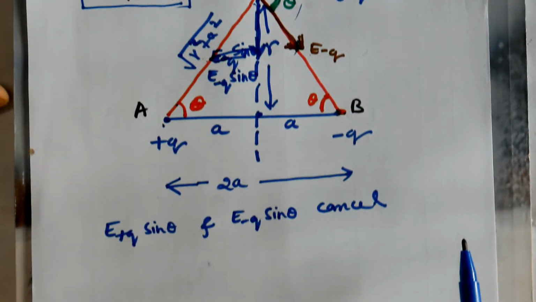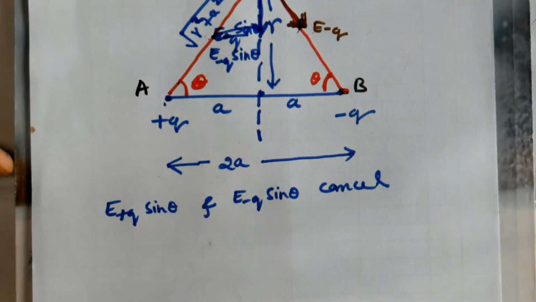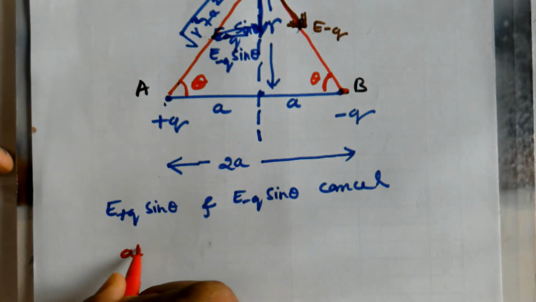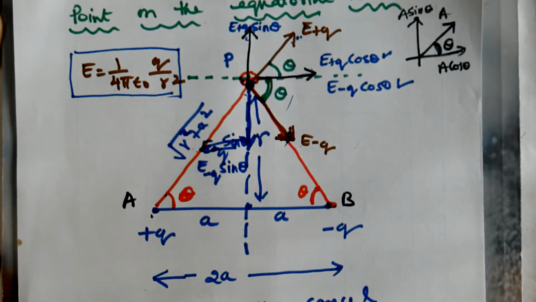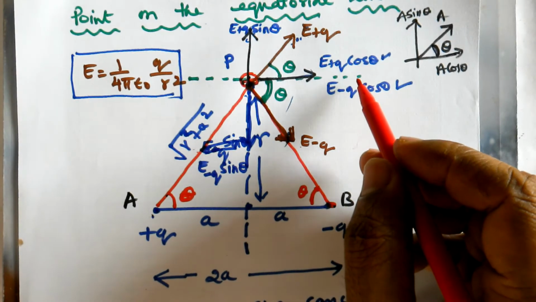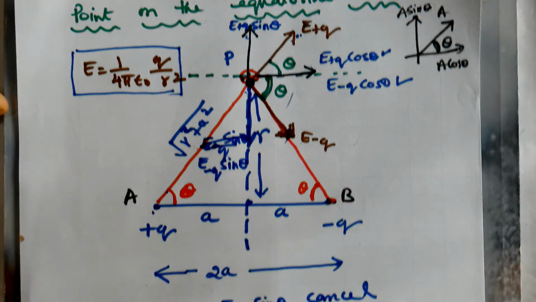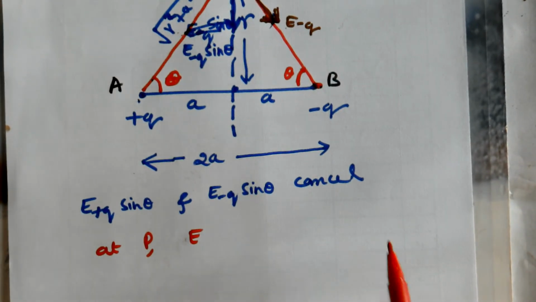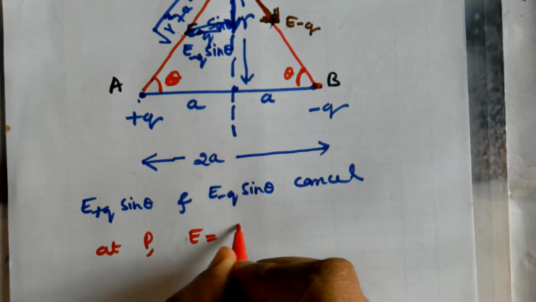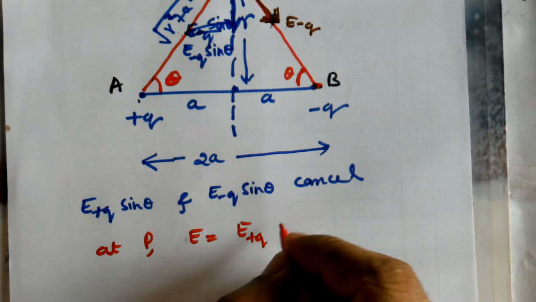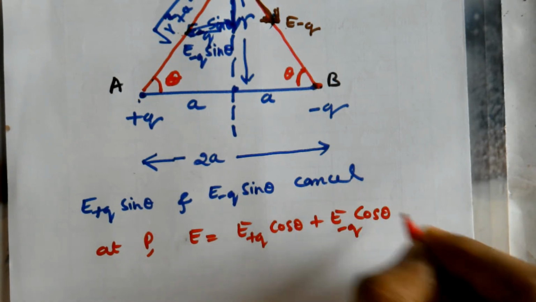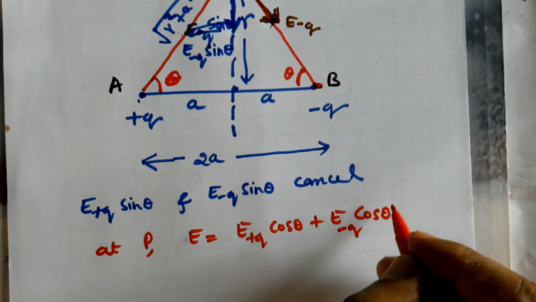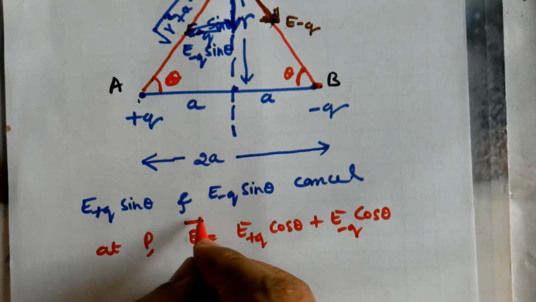So what is the resultant electric field at P? So at P, resultant electric field. And remember, nowhere have I written vectors now. I haven't written any vector here or here, anywhere. Resultant electric field E is equal to E plus Q cos theta, and electric field due to minus Q, its cos component, E plus Q cos theta and E minus Q cos theta. And now I can write the vector here.